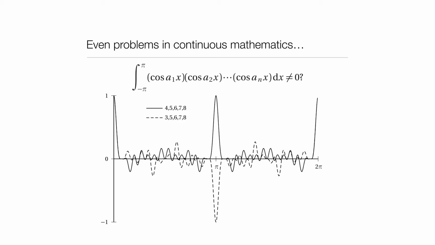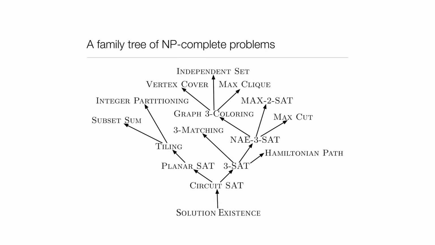So NP-completeness is lurking even in areas of mathematics that at first glance have nothing at all to do with simulating computation. We've come all the way from Boolean circuits and chips that are checking solutions to problems to integrals. So NP-completeness is really a kind of ubiquitous phenomenon. So by chaining these reductions together, we can build an entire family tree of NP-complete problems.